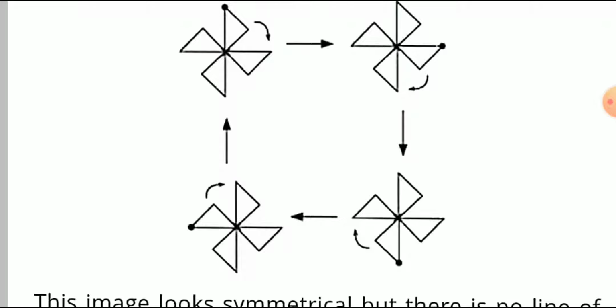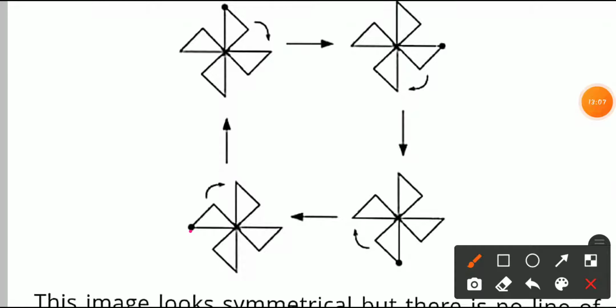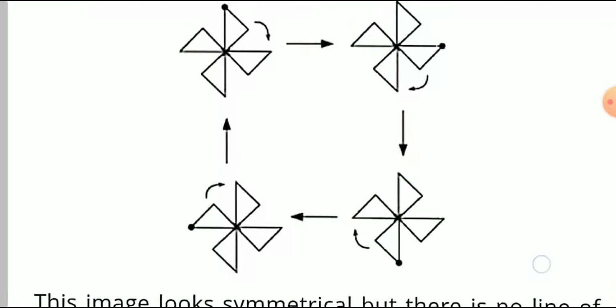In the third rotation it goes again like this. That means this dot will reach here. In the first rotation it goes here, in the second rotation this dot goes here, at the third rotation this dot goes here, but the figure looks exactly the same, and at the fourth rotation it again reaches the top. Okay, so it rotates 4 times.